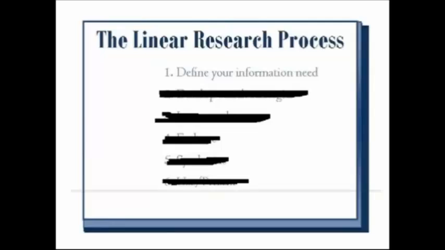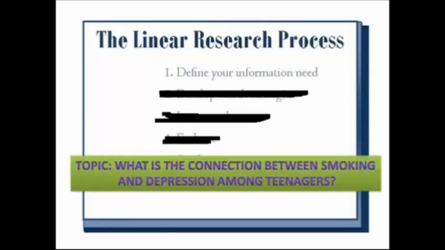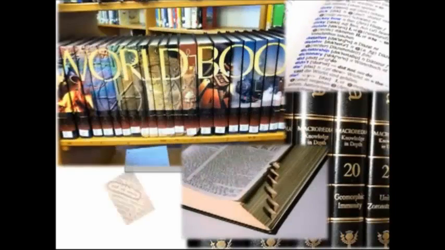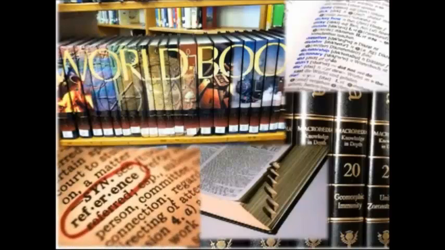Defining your information need also includes thinking about and developing your research topic. Each step in the research process also corresponds to a type of resource. For example, the first step, defining an information need, the resource you want to use is reference. Reference resources can be used to narrow down and broaden your topic until you find one that fits your need.